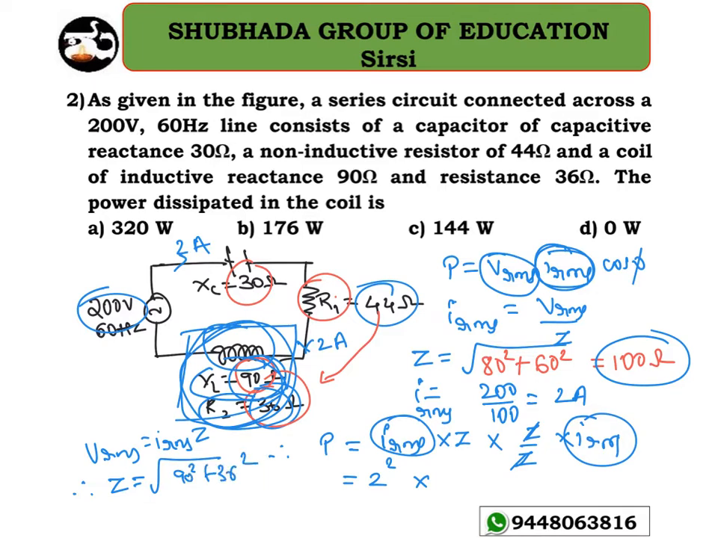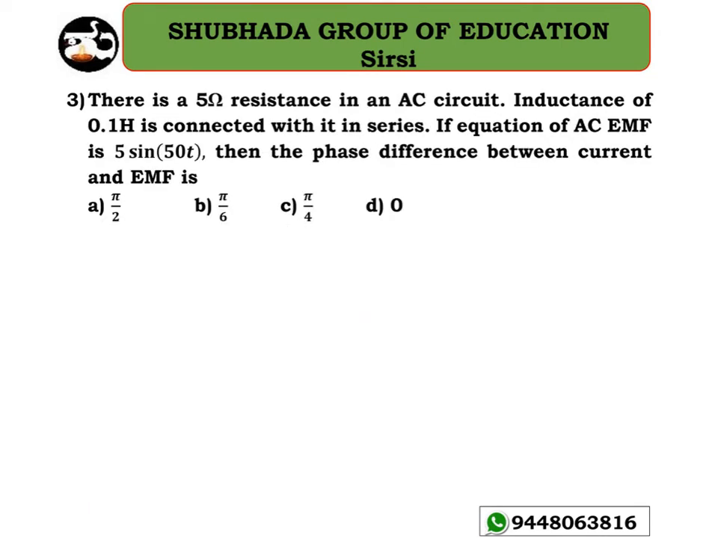The resistance of the coil is 36 ohm here. If you multiply 2 square by 36, you will get 144 watt. So option C is the right answer for this question. Move to the next one now.